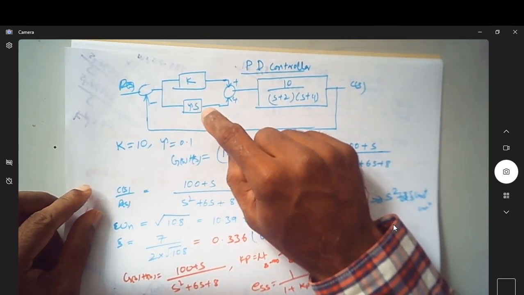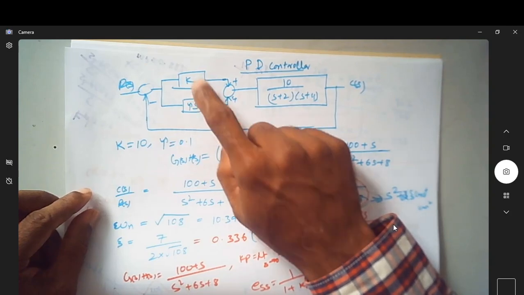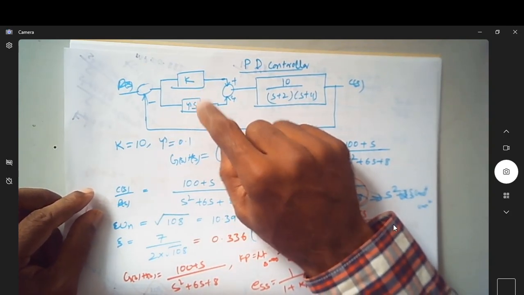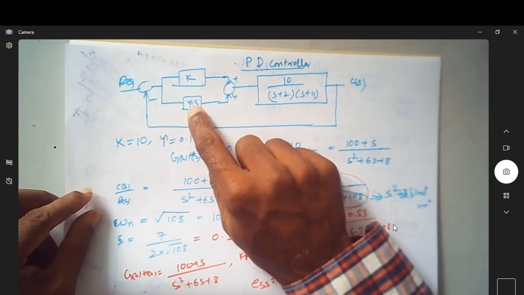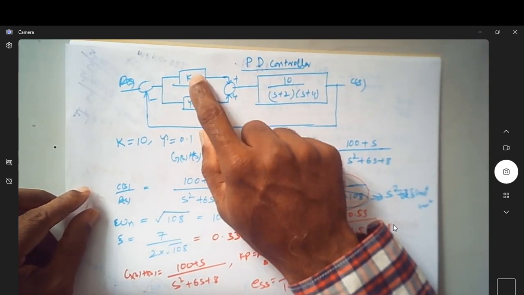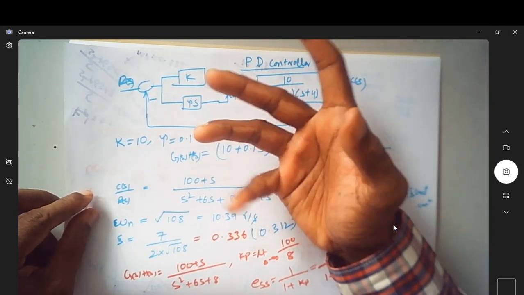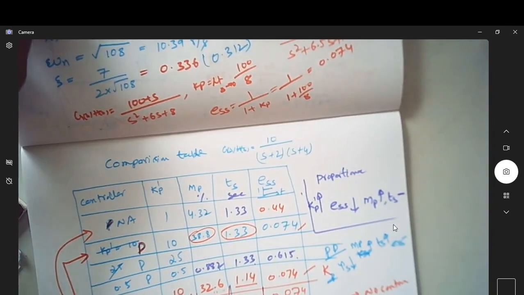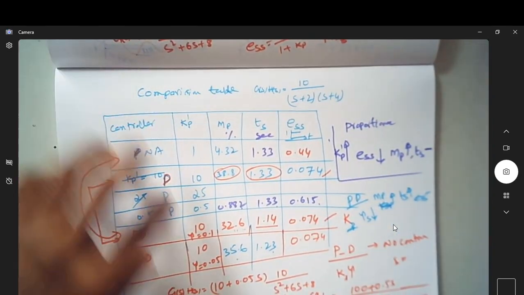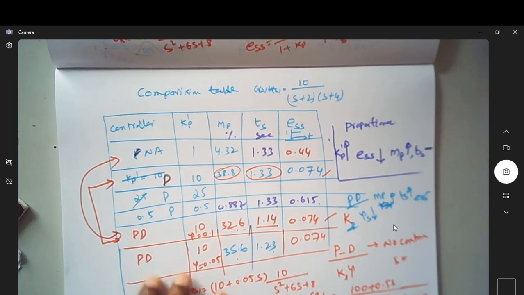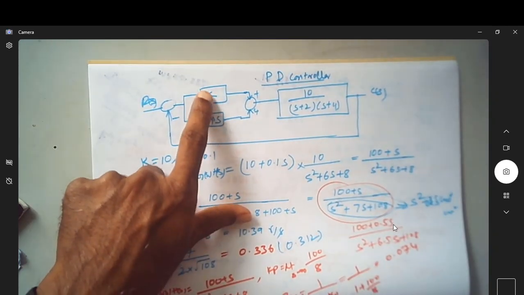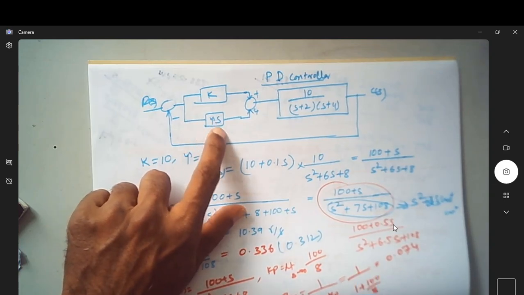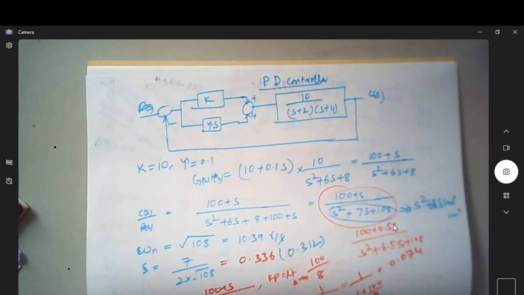If you change the value of tau, keeping the value of K constant. You can try the other way, keep this as 0.1, change this from 10 to 50 or 10 to 25, see what is the impact of that. So that will be a good exercise for you to understand the impact of each P and D value, or the time constant of this derivative, how it is going to change.